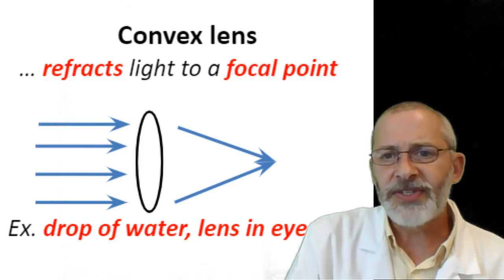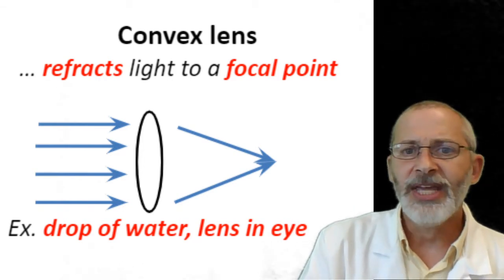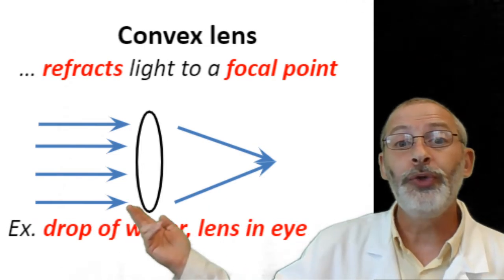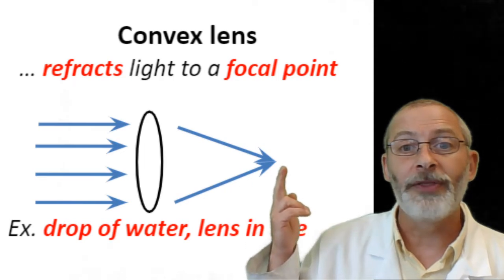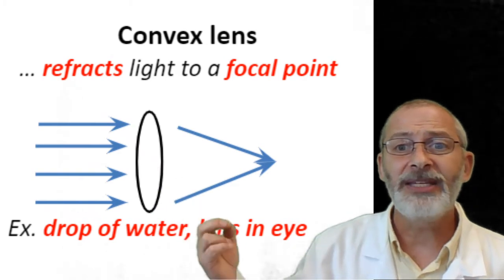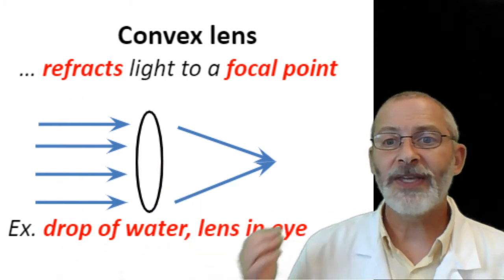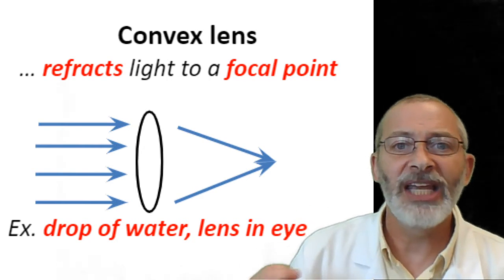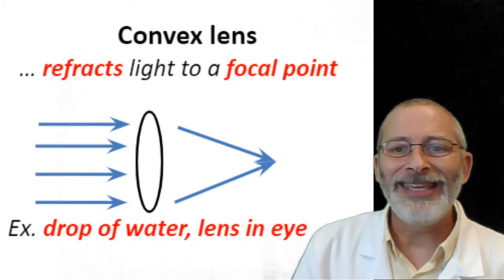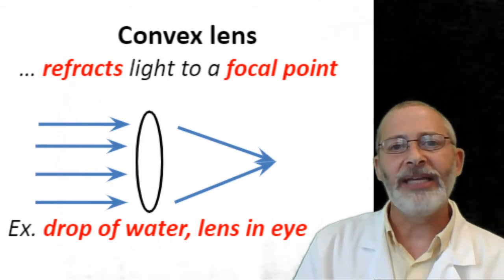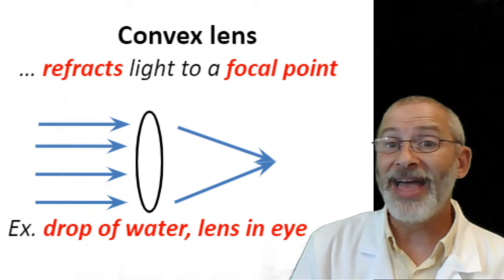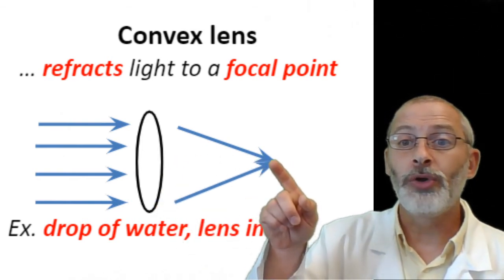And the change in thickness of a lens allows the speed of light to change as it travels through the lens from one direction to another. And as it changes the speed of light traveling through the lens, it redirects its path. It bends light. In science, we call that refract. Refracting is the bending of light. So a convex lens will refract light or bend it to a focal point.